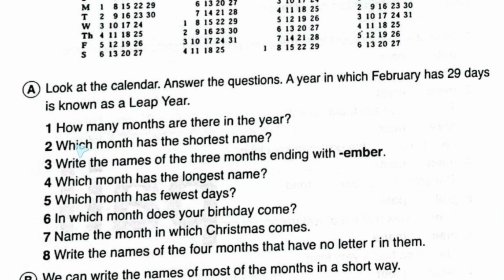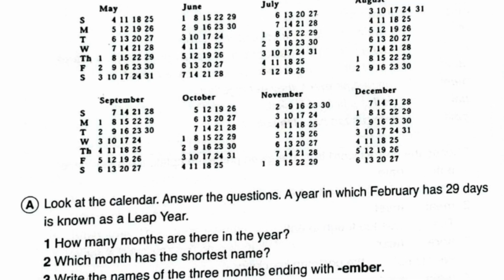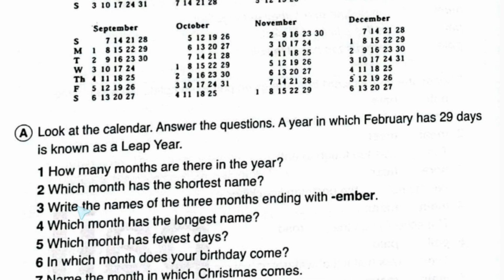Now we will write the answers to the rest of the questions. Question number 1: how many months are there in the year? We know this is so easy, 12 months. Which month has the shortest name? This is so easy. Here it is given, May. May is formed by only 3 letters. So this question's answer will be May.